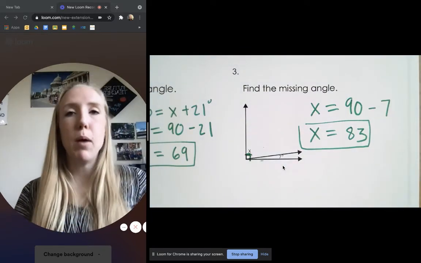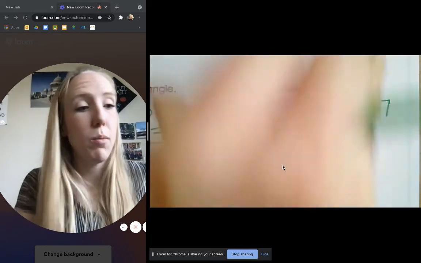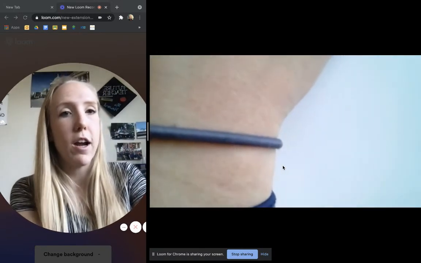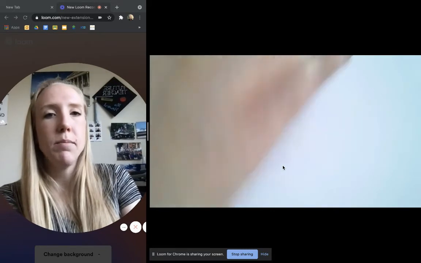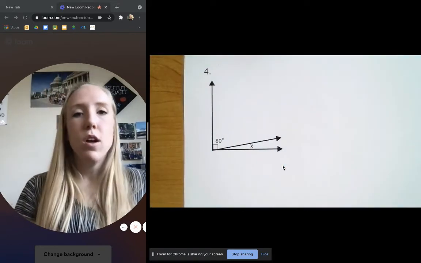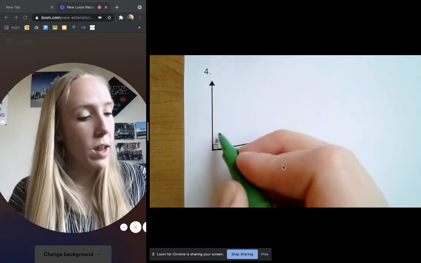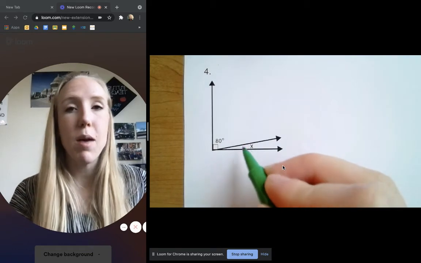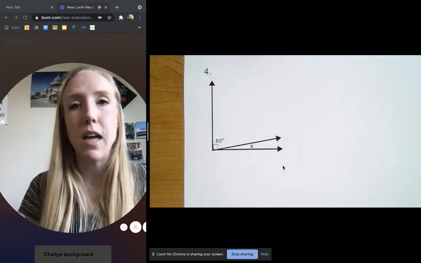The last problem, I want you to pause and try on your own. Once you've figured it out, I want you to watch the rest of the video and see if you got it correct. This one, you are finding the missing angle again. So again, a right angle. One of the angles is 80 degrees and one of them we don't know yet. So pause the video and see if you can figure this out.